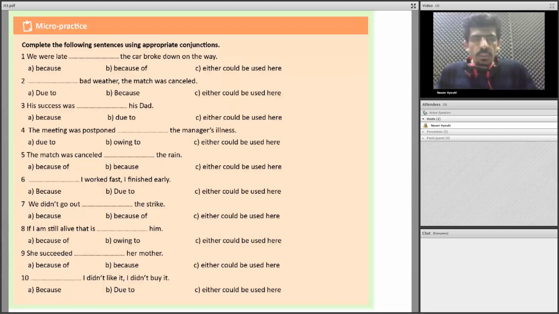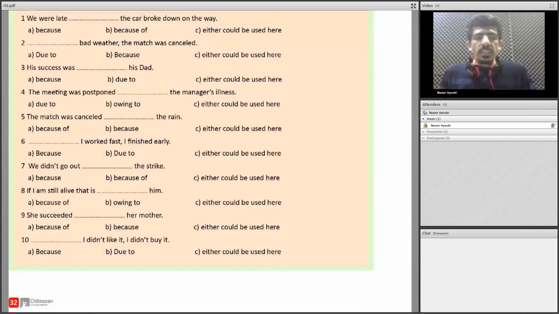So, number five: The match was canceled, the rain. Because of. The match was canceled because of the rain. Six: I worked fast, I finished early. We can't use "due to" because we've got a clause rather than a phrase. Because I worked fast, I finished early. Number seven: We didn't go out, the strike. We didn't go out because of the strike. Again, there is a noun, so "because of" is the correct choice.